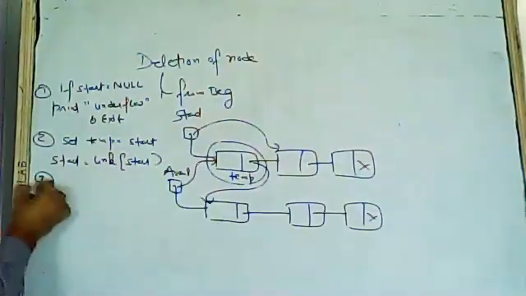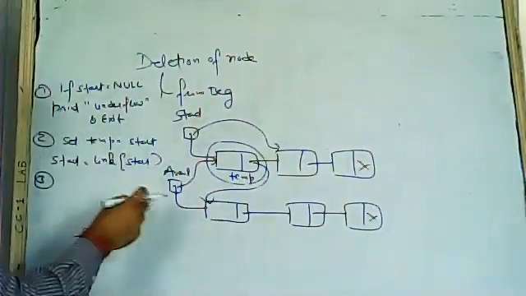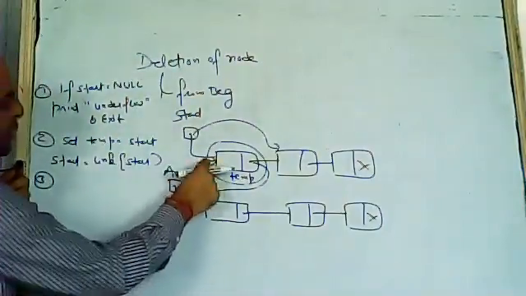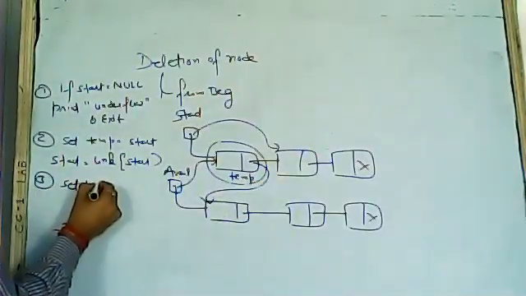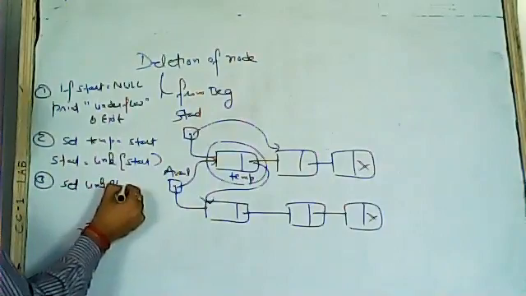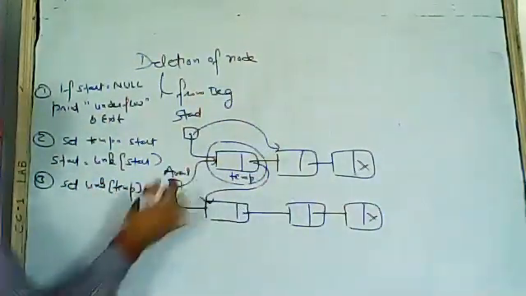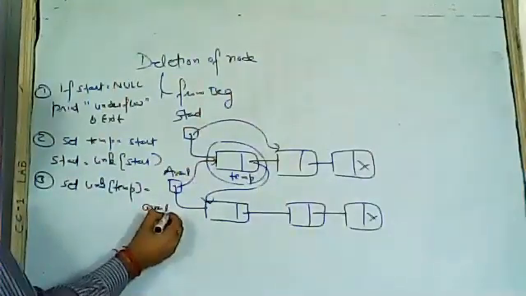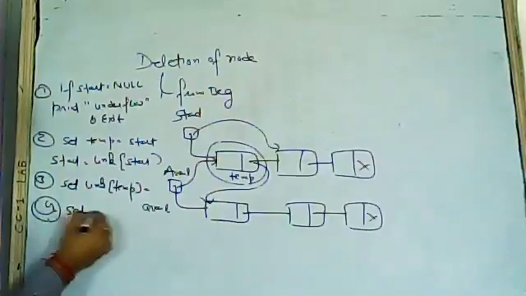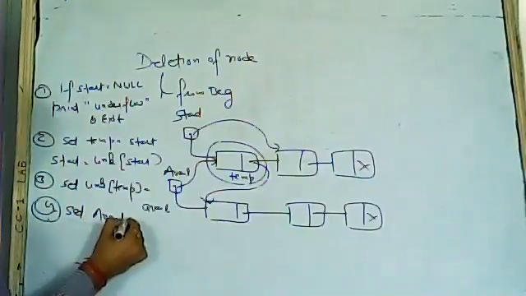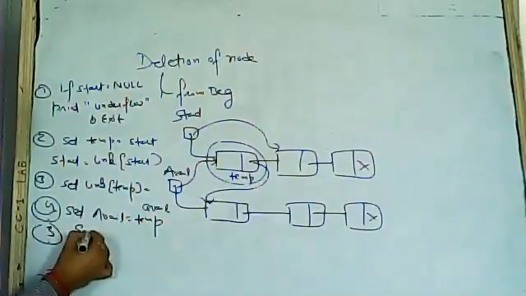Now the third step. Please, this algo is not available in your book, so note it down. Now avail will point to temp and temp will point to avail. So set link of temp is equal to avail. Link of temp is equal to this node, and this node is avail. And avail किसको point करेगा? Temp को. So set avail is equal to temp. See how easy this algorithm is.